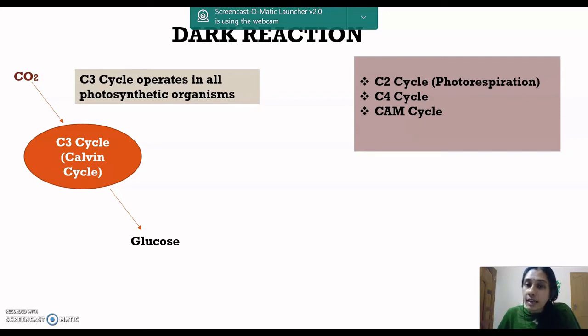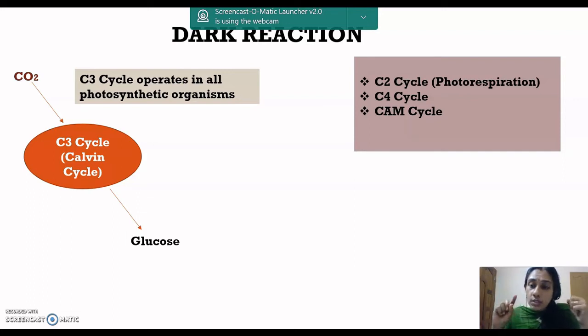So we can't say C2 cycle, C4 cycle and CAM cycle are universal in occurrence. So they are present only in some plant groups, or in some plant groups they are present only in some particular situations or particular conditions. So that is the main difference.